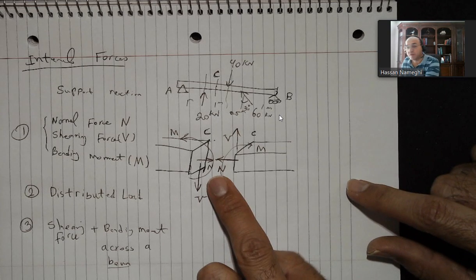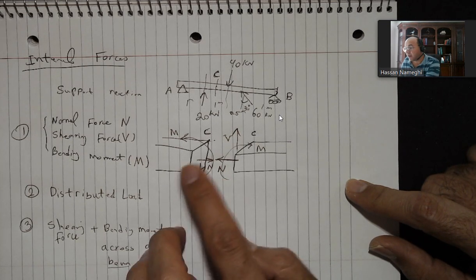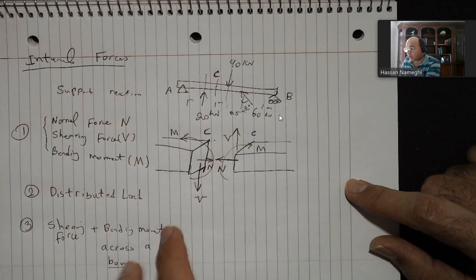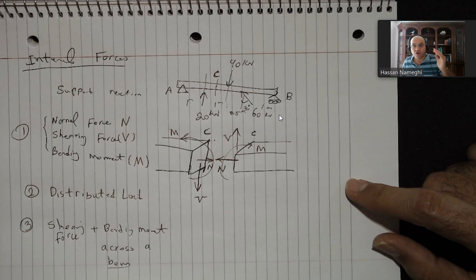Those three things: one of them is the normal force, the other one is the shearing force, and the last one is the bending moment. So these three are at every location of the structure. If you cut it from that location, you can see them at that location.